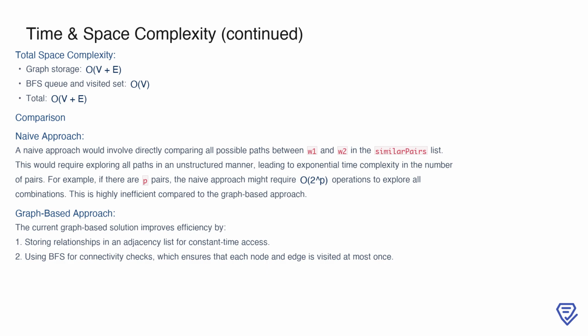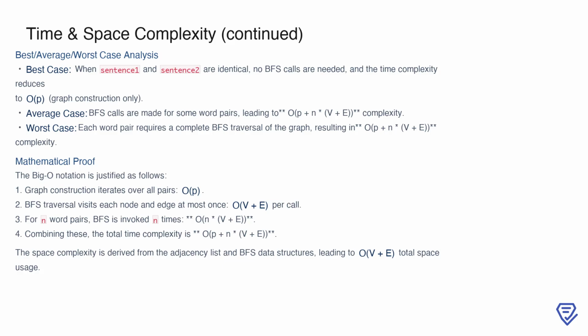In contrast, the graph-based approach improves efficiency by organizing relationships into an adjacency list for fast access and using BFS to ensure that each node and edge is visited at most once. This structured approach significantly reduces the complexity, making the solution much more scalable. Finally, let's discuss the best, average, and worst-case scenarios for this solution. In the best case, sentence 1 and sentence 2 are identical, meaning no BFS calls are needed. Here, the time complexity reduces to just the graph construction time of P.